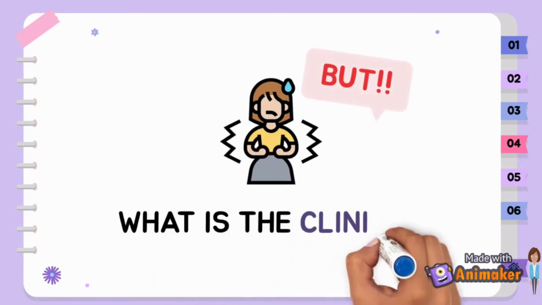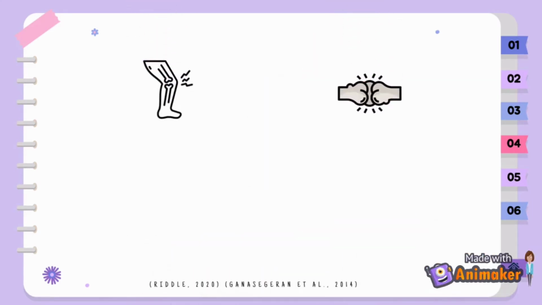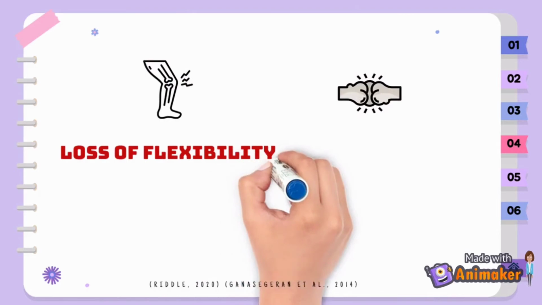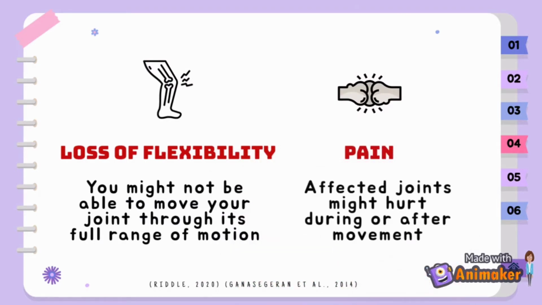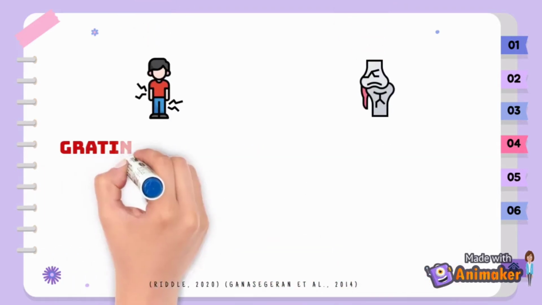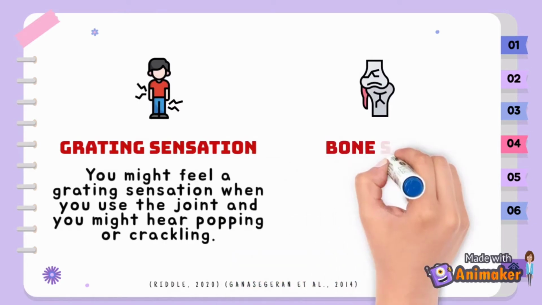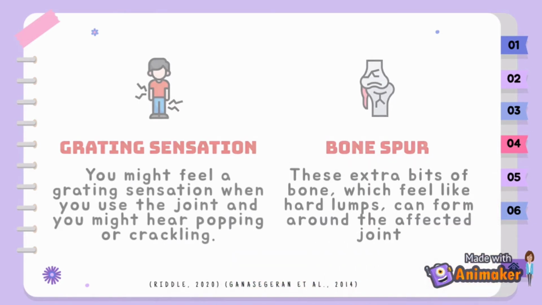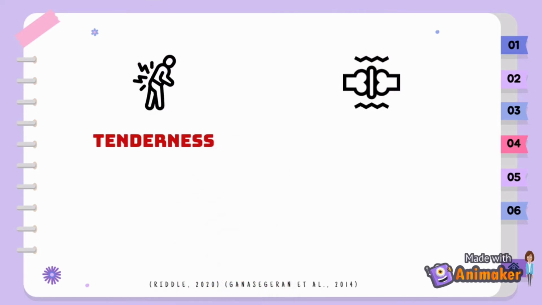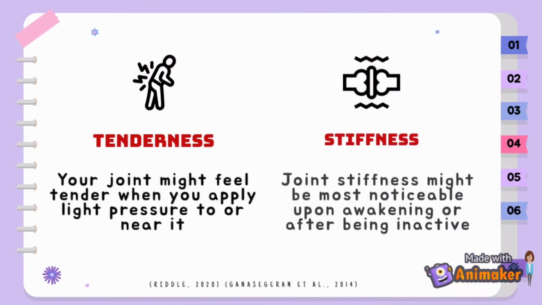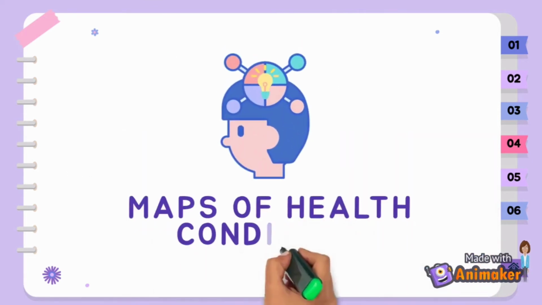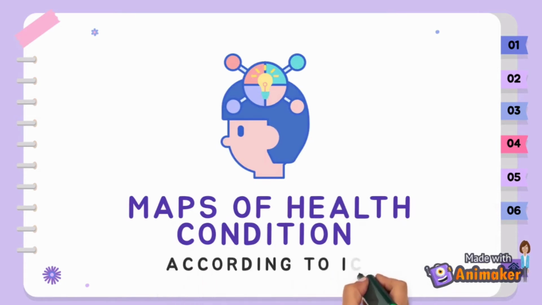But what are the clinical features? The clinical features are loss of flexibility, pain, grating sensation, bone spur, tenderness, and stiffness. This is the map of the health condition according to ICF.